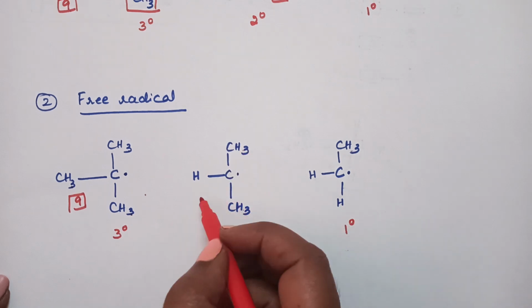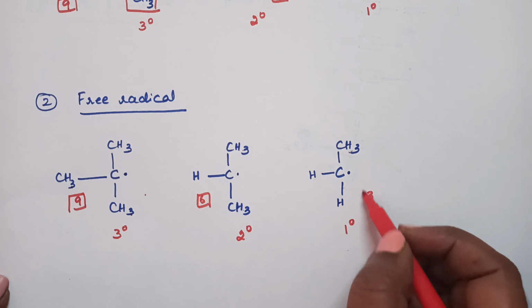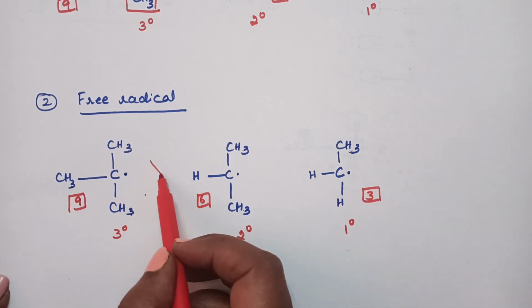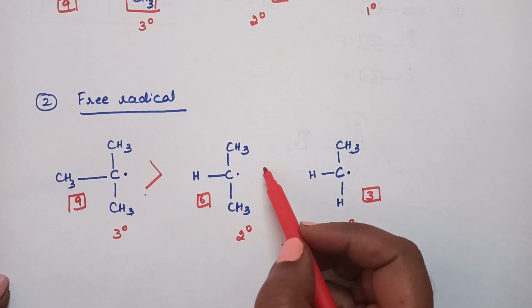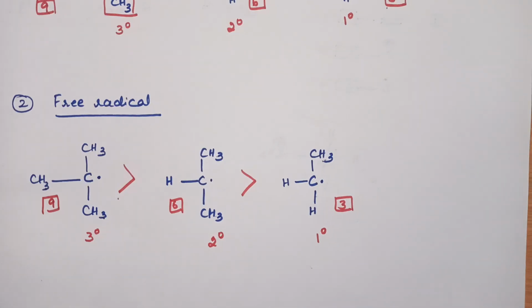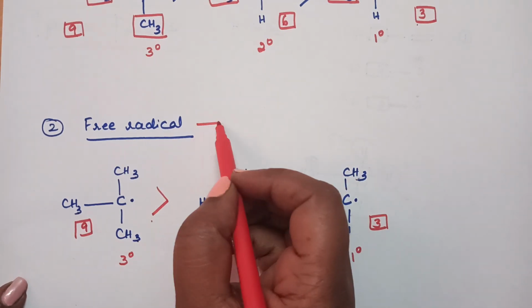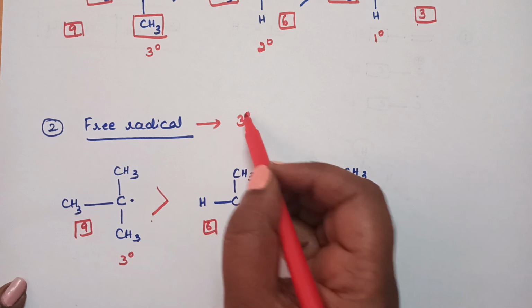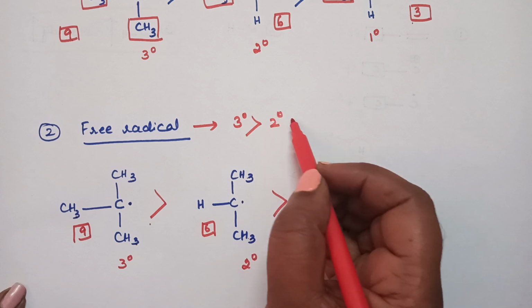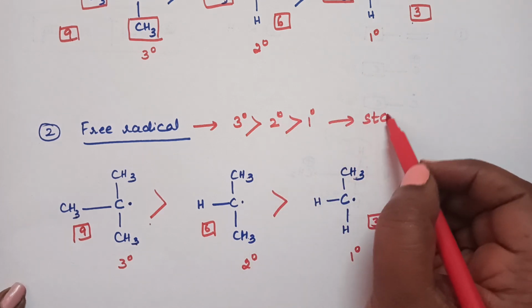Here 3 plus 3 is 6, and here 3. So there are 3 alpha hydrogen atoms. So 9 is the highest. So tertiary free radical will be more stable than secondary. Secondary is more stable than primary. So in free radical also you can write: tertiary carbon free radical is more stable than secondary, which is more stable than primary. So this is about stability.